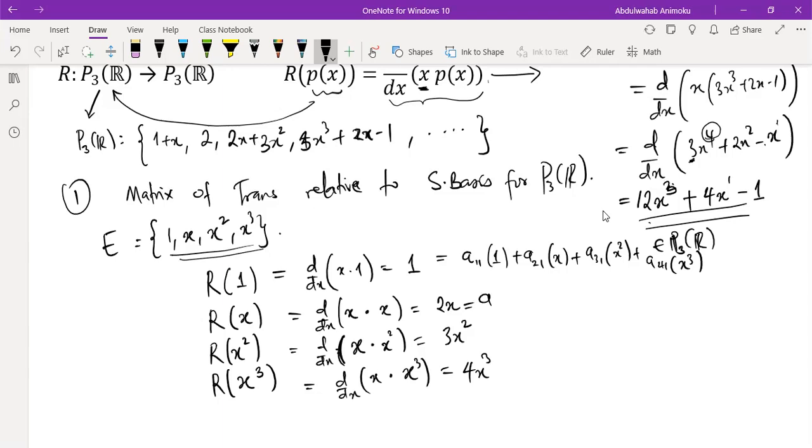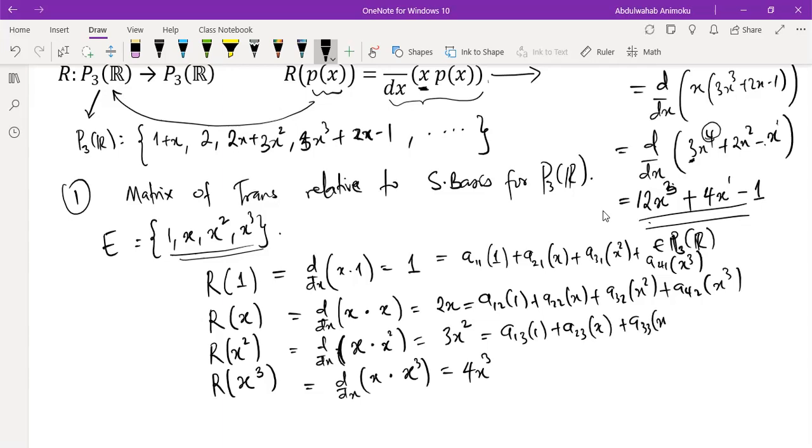So let's quickly do the rest. So this is A22 times x, A32 times x squared, A42 times x cubed. And the next one, A13 times 1, A23 times x, A33 times x squared, then A43 times what? X cubed. And finally, we have A14 times 1, A24 times x, A34 times x squared, A44 times x cubed. Okay.